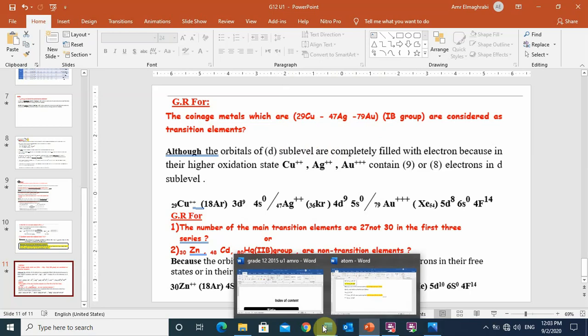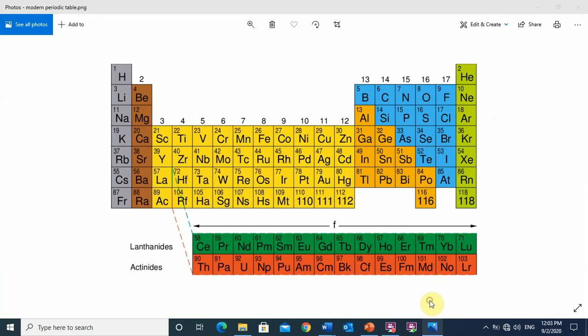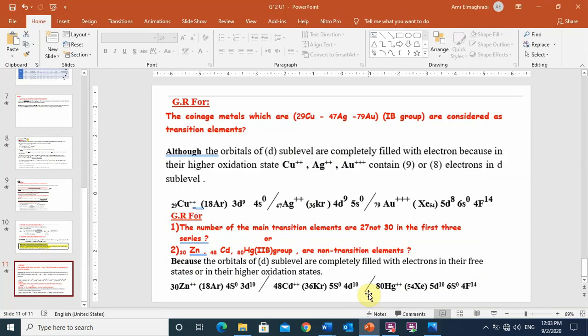If we take a look at the periodic table, you will find the coinage elements here in the same column: copper, silver and gold. They have the same electronic configuration, which is 4s1 3d10. Going back to here, copper 3d9 4s0, when we have just one oxidation state for this element, which is positive 2. In the normal case they all have d10.